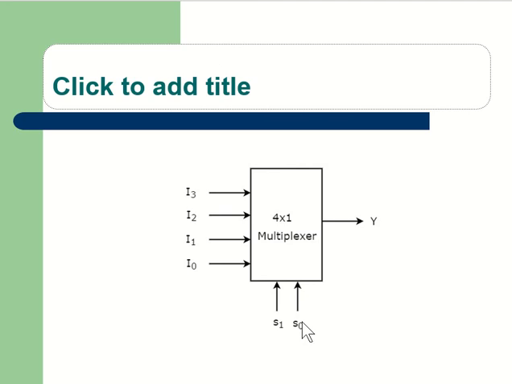According to that, when S1 and S0 are both equal to 0, the line I3 will be connected to Y, so output Y is nothing but I3. When S1 is 0 and S0 is 1, second case, I2 will be connected to Y, so output Y is equal to I2. Third case, when S1 is equal to 1 and S0 is equal to 0, then the third line, that is I1, is connected to Y. And when both values are equal to 1 and 1, that is S1 is equal to 1 and S0 is equal to 1, I0 will be connected to output line Y.